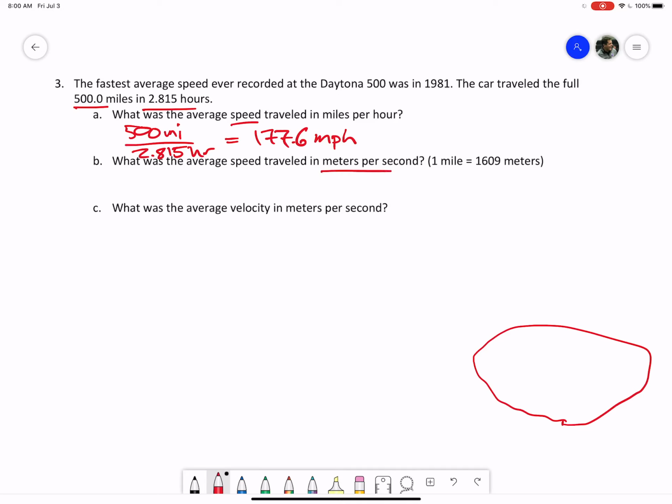All right, next we want to convert that to meters per second. We're still talking about speed. So we have our 177.6 miles over hours, and we need to get to meters per second. So we got to cross out some things here. First up, let's get rid of the miles. So we're going to do our line. I have miles on top, so I'm going to put miles down below, and I'm going to replace them with meters.